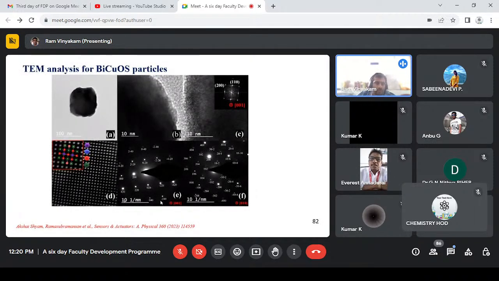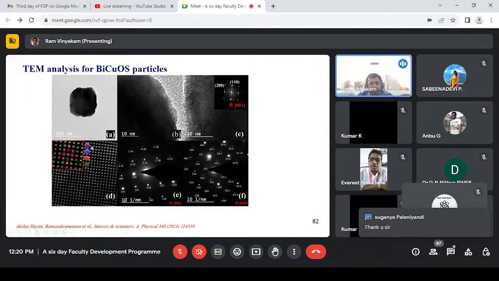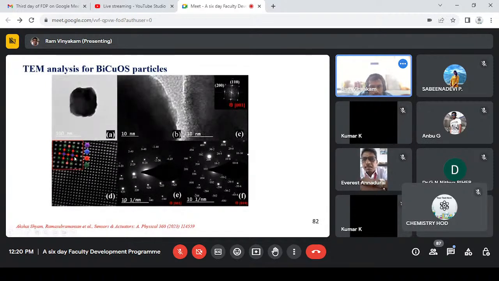The occupation of atoms in the lattice can be visualized. So here, this is a kind of simulation we did for understanding the particular zone axis. What are the atoms that are present in the HRTEM image? So this is the bismuth, copper, and oxygen, sulfur. And copper, to be frank, is not visible here. It will be visible along the 100 direction. We took 001 and 010 axes.